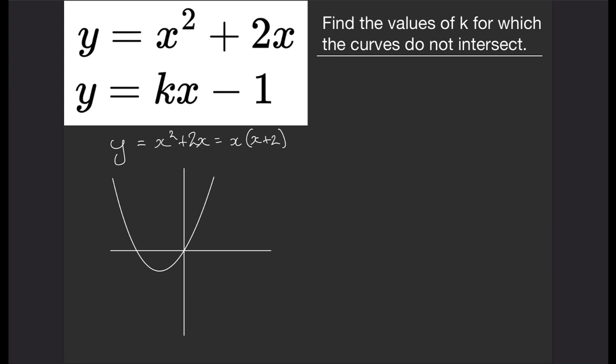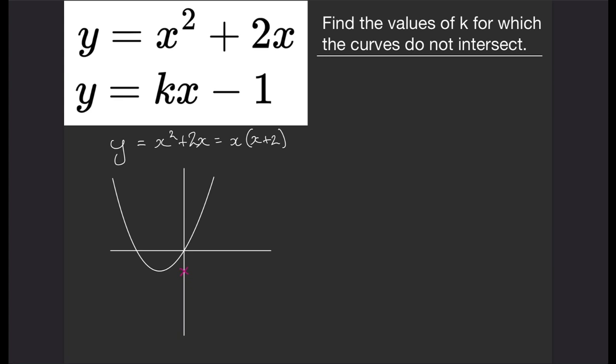And then for the second curve, we know that the y-intercept is going to be minus 1. So we can draw that on as well. But we don't know the gradient. So all we know is that it's definitely going to cross over at this point here, but we don't know the gradient of that line.